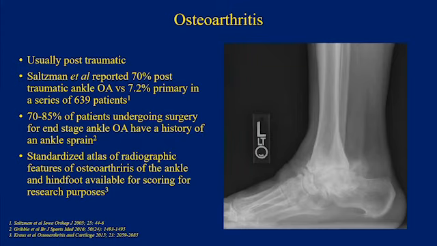And there are various radiographic atlases available to use and evaluate osteoarthritis, which makes it, again, very useful for scoring and research purposes in terms of follow-up, standardizing treatment and outcomes measures. Next.